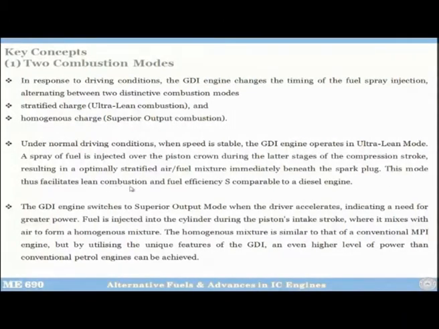This mode thus facilitates lean combustion, and fuel efficiency is comparable to a diesel engine. Since it is a very lean mixture, you will get very high efficiency, which can even surpass the diesel engine. The GDI engine switches to superior power output mode when the driver accelerates, indicating a need for greater power. Fuel is injected into the cylinder during the piston's intake stroke, where it mixes with the air to form a homogeneous mixture. The homogeneous mixture is similar to that of a conventional MPFI engine, but by utilizing the unique features of the GDI engine, even higher power levels than conventional petrol engines can be achieved.